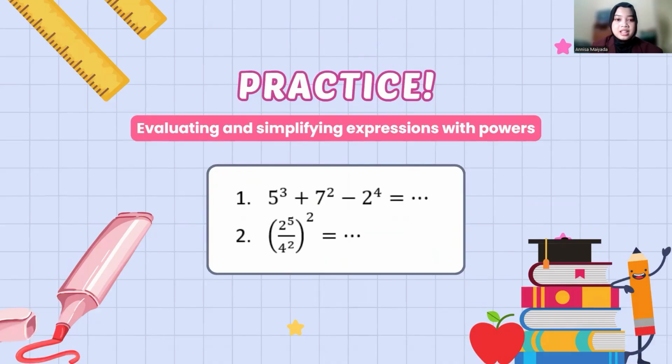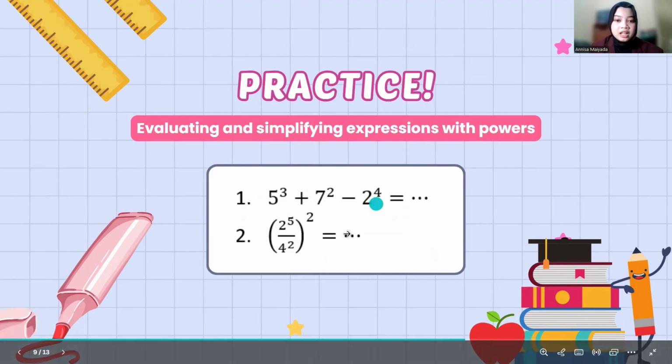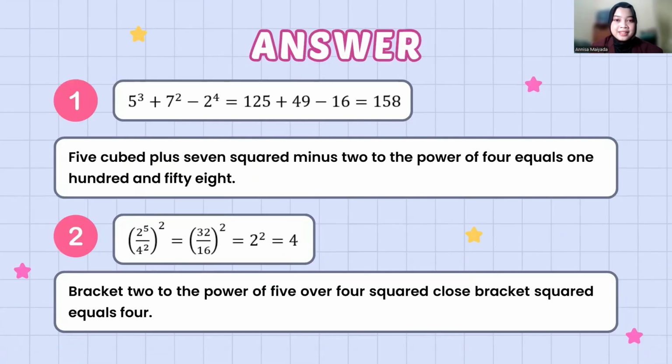Next, practice. Evaluating and simplifying expressions with powers. This is number 1 and this is number 2. Next, answer. Number 1. 5 cubed plus 7 squared minus 2 to the power of 4 equals 158. And number 2, bracket 2 to the power of 5 over 4 squared, close bracket, squared equals 4.